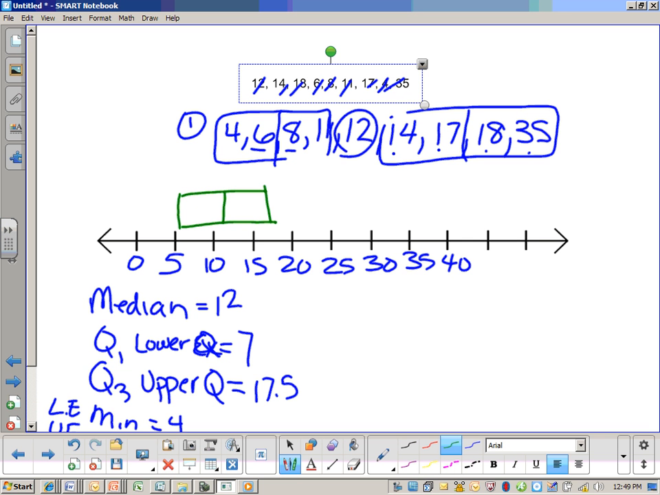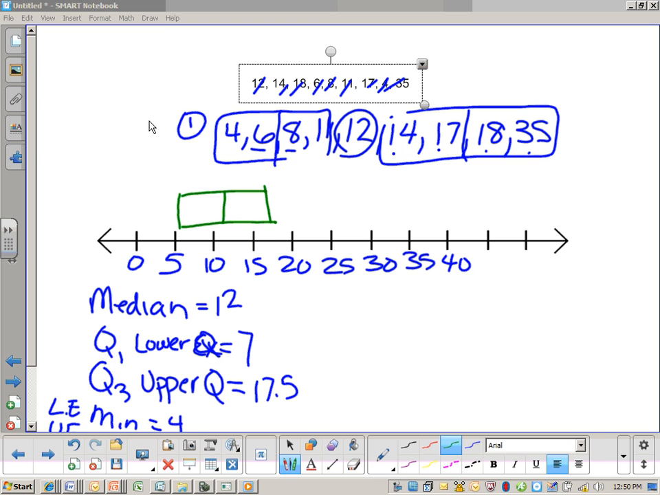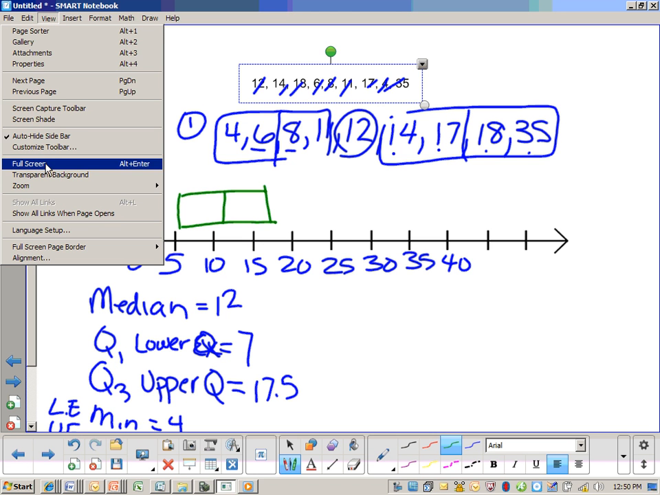I have a box, and I'm going to just pause 1 second and come right back. Okay, so I am back. Let's get this back to a full screen view.